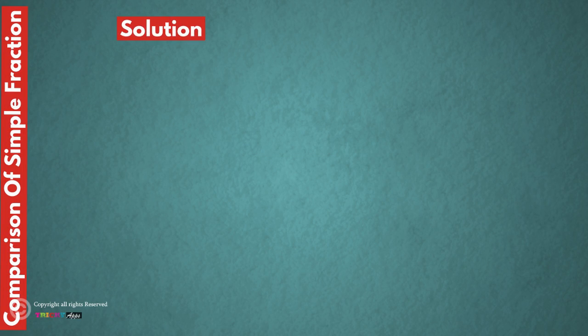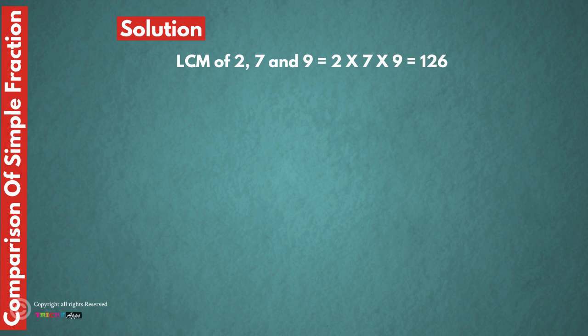Let us see the solution. First, let us equate the denominators of the given fractions. To equate them, first let us find the LCM of 2, 7 and 9. So 2 into 7 into 9 is 126. So the LCM is 126. Now, let us make the denominators of 5 by 2, 7 by 9 and 11 by 7 as 126.